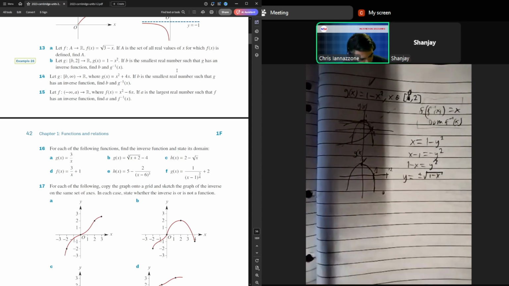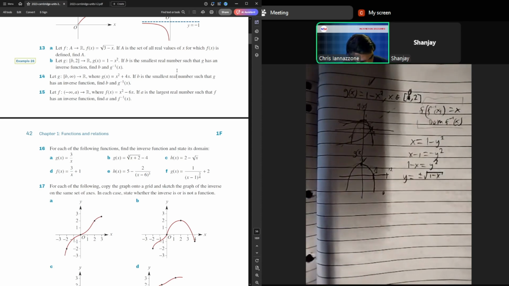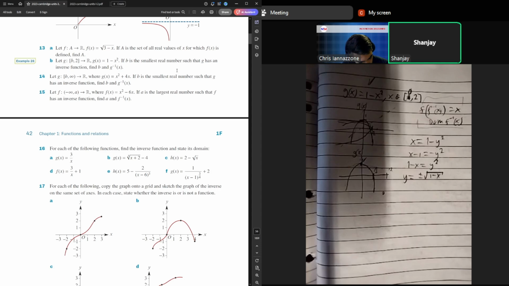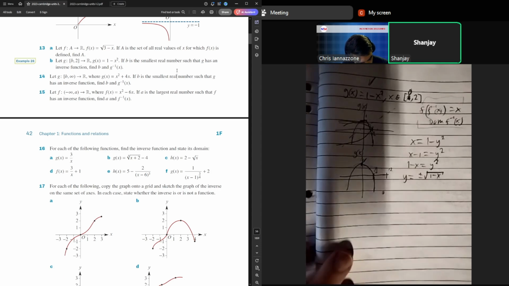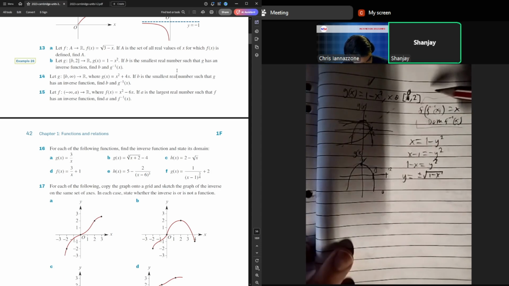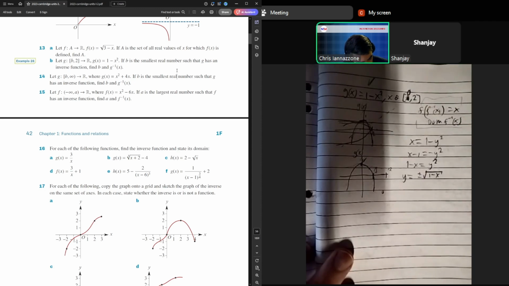Okay, so what do we do now? Now, since the range for the inverse function would be 0 to 2, we just simply sub in those values and see which of the two square root functions aligns with it. Yep. Okay, so which of these is likely to give y values between 0 and 2?